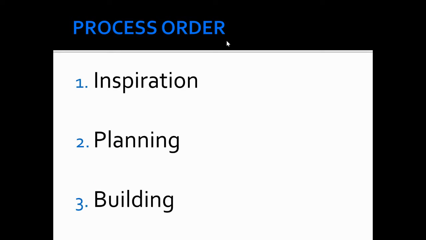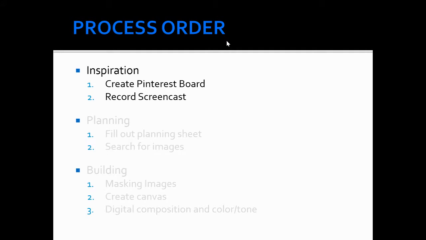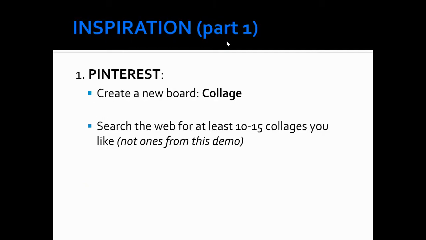Now we're going to do this in the same order we've done before. You're going to be working first on the inspiration phase, the planning phase, and the building phase. In the inspiration phase, you're going to be creating a Pinterest board and you're going to be recording a screencast. So this is your chance to go out online and look for other collages. Use a key term digital collage or Photoshop digital collage, and you'll see a variety of different things. Then once you're in the image search, you can start pinning 10 to 15 collages to your Pinterest board.